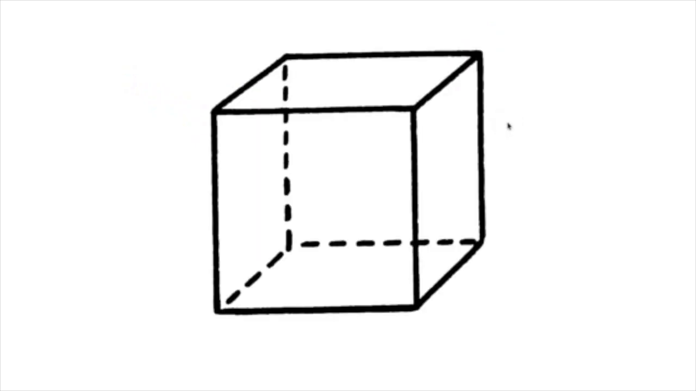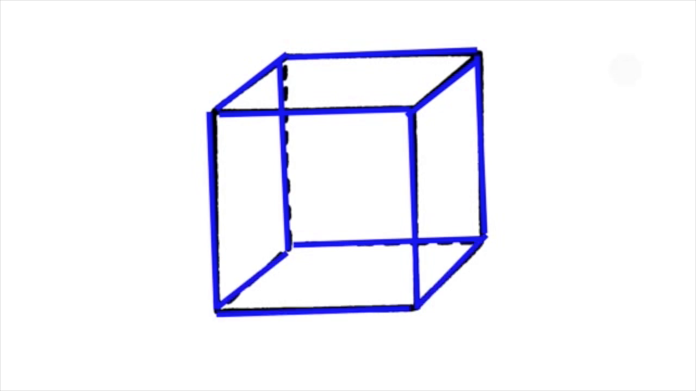To count these, we will start with the vertices first, and I have the students put a circle on each of the vertices as they count. So this would be 1, 2, 3, 4, 5, 6, 7, 8 vertices for this cube. And then we're going to do the edges. 1, 2, 3, 4, 5, 6, 7, 8, 9, 10, 11, 12 edges.